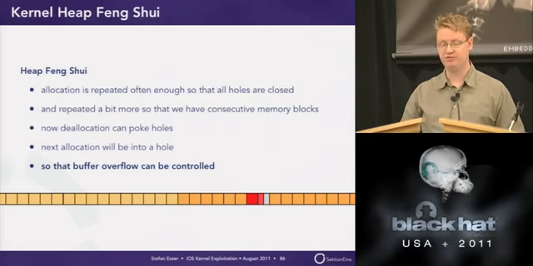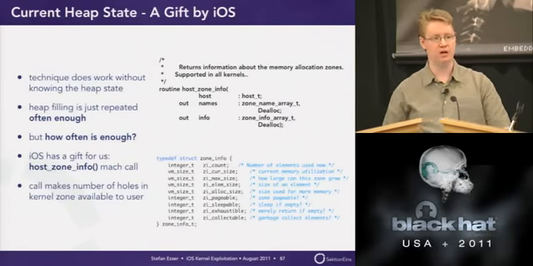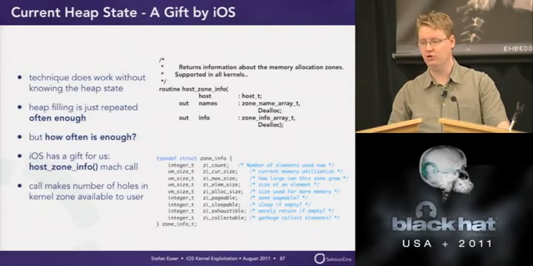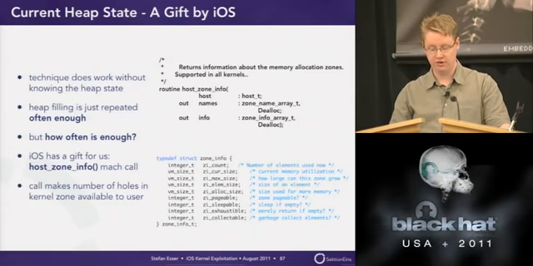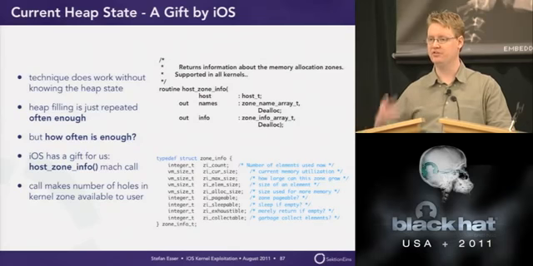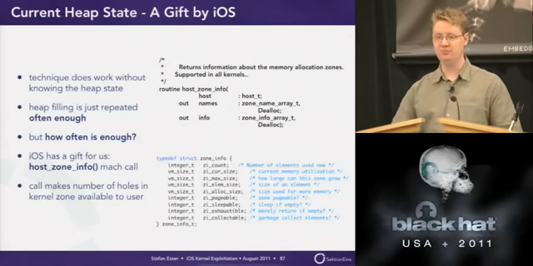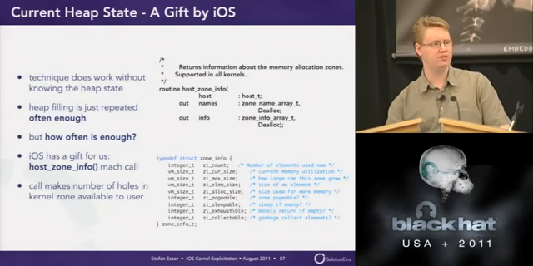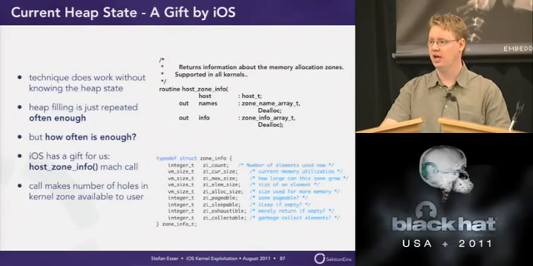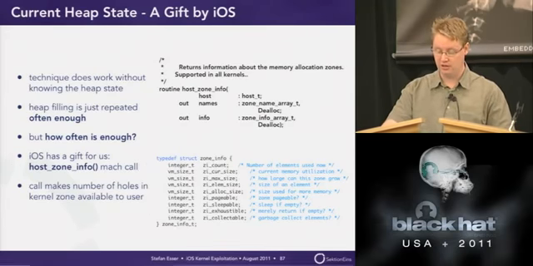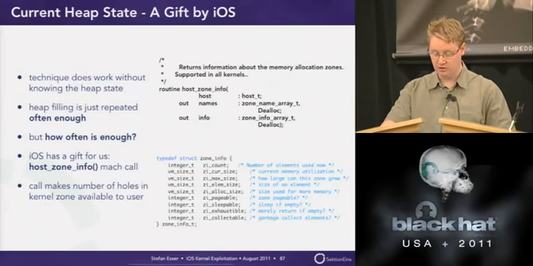Normally you have no idea about the state of the kernel heap, so you usually don't know how many holes there are in the memory. So you don't know how often you have to repeat this allocation until you have really consecutive memory blocks. But Apple is very nice here. I showed you the zprint command line tool, and actually it's the same technique. It uses a kernel function called host_zone_info. This function gives you all the information you saw previously in the zprint utility, in the form of a C structure.